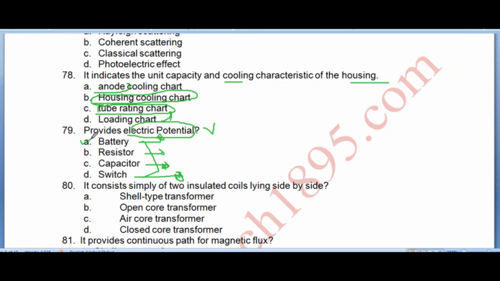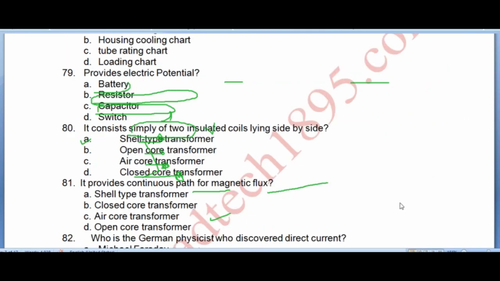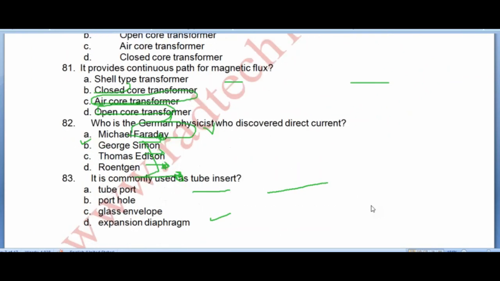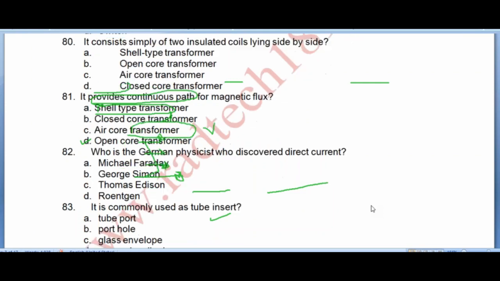It consists simply of two insulated coils lying side by side. So, dalawang insulated coils lying side by side. So, ano po siya? Air core or open core? So, yes, that is air core. So, air core lying side by side. Dalawang solenoid or dalawang insulated coil lying side by side. Next, number 81.